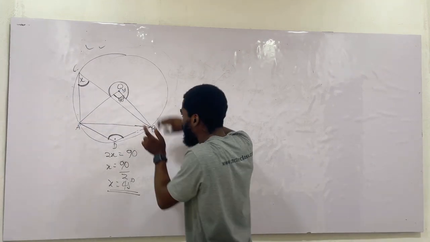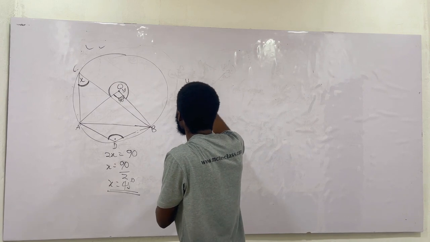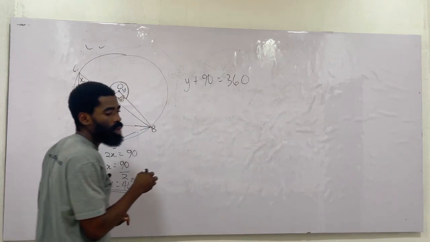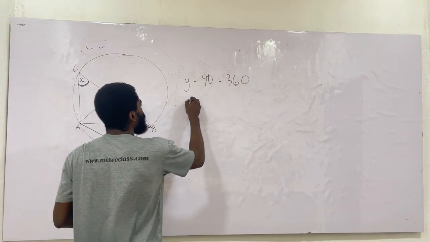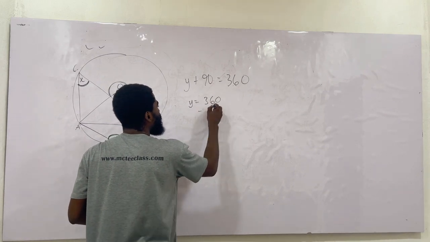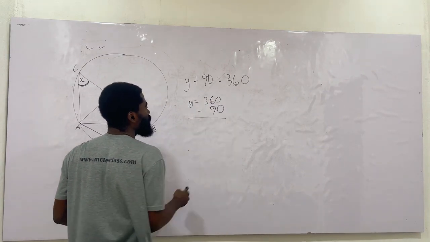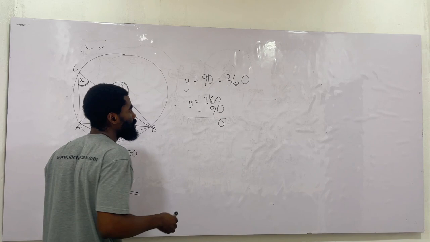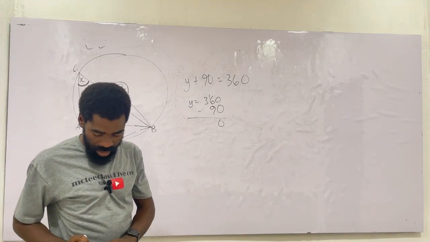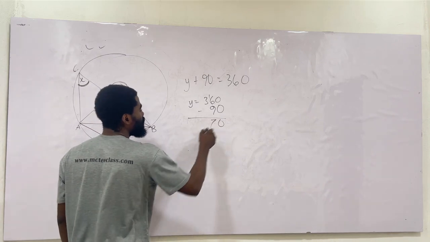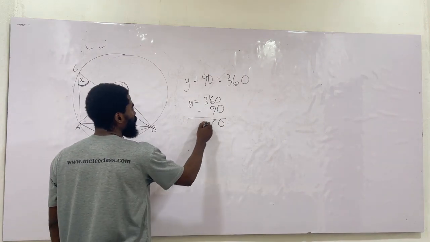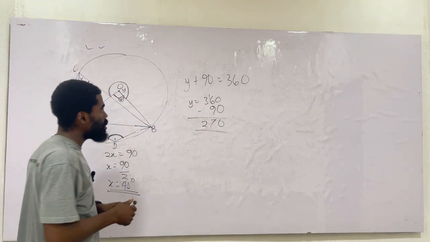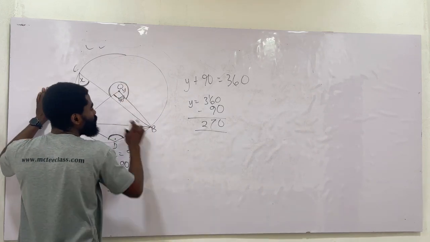I want to introduce my own variable here. Why would I do that? Because I've drawn the diagram again. So say y plus 90 equals 360. I want to know that y equals 360 minus 90 degrees. I borrow, so this will give me 0, this will give me 16. When we subtract 9 from 16, we have 7. So 9 from 16 gives me 7. Then I'm left with 2 here. So I get 270. Of course, 270 degrees. So now we know the reflex angle here as well is 270.